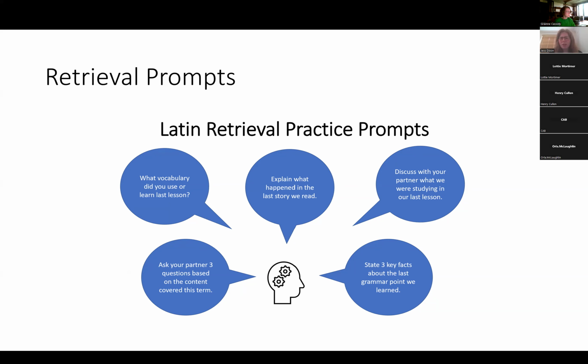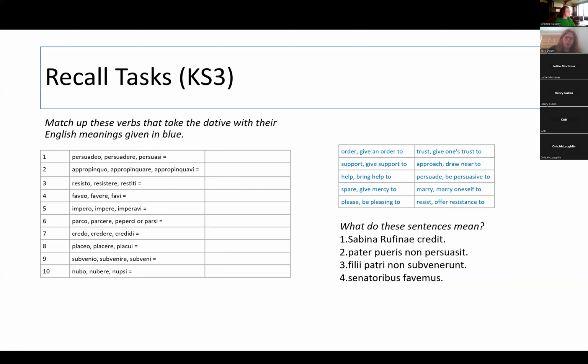So just getting students to think back and try and recall what they've done in prior lessons, either with vocabulary, grammar, or the stories, and linking the stories together and linking everything together. That's a really simple way to start a lesson and get them reviewing what they've done previously. All of my lessons start with some sort of recall task, and they vary in structure and type.